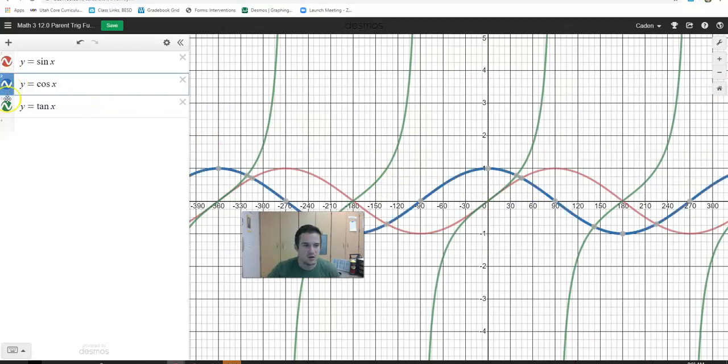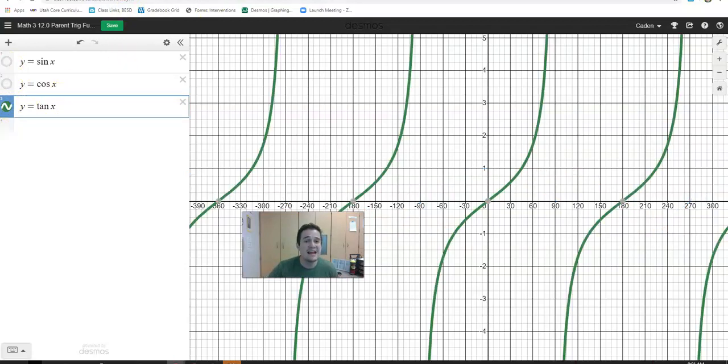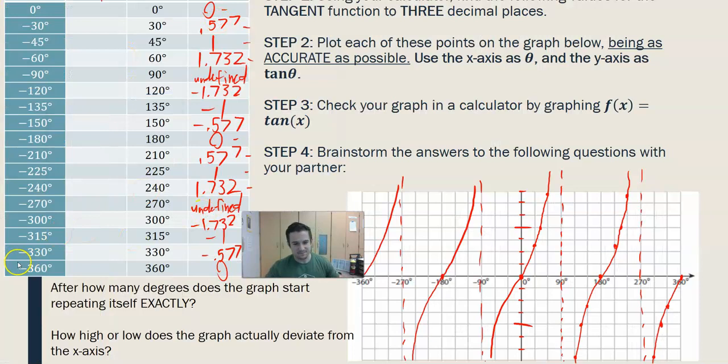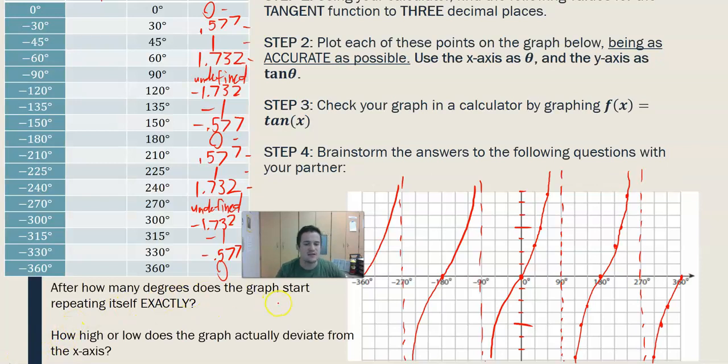Sine, cosine, tangent. Holy smokes. That's crazy. Okay, so let's look at this. Let's brainstorm some of these questions. After how many degrees does the graph start repeating itself exactly? Well, there's an asymptote every 180 degrees. This graph is going to start repeating itself every 180 degrees. Sine and cosine functions were repeating themselves every 360 degrees. The tangent function is repeating every 180 degrees.